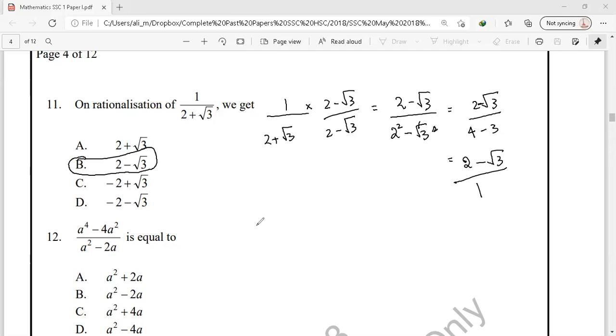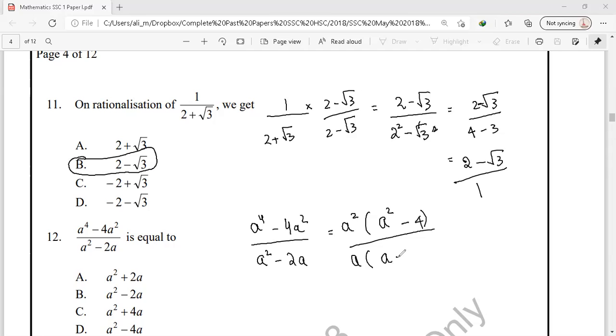We have to simplify this expression a⁴ minus 4a² divided by a² minus 2a. सो न्यूमरेटर में अगर हम देखें तो हमारे पास इसमें a² इज कॉमन, तो मैंने a² कॉमन ले लिया. वी विल गेट a² माइनस 4 डिवाइडेड बाय, यहाँ से अगर हम a कॉमन ले लें तो हमारे पास बच जाएगा a माइनस 2. फर्दर इसको सिंप्लीफाई करते हैं. a² माइनस 4, यहाँ डिफरेंस ऑफ स्क्वायर का फॉर्मूला अप्लाई करते हैं. सो इट विल बिकम (a plus 2)(a minus 2) divided by a into (a minus 2).